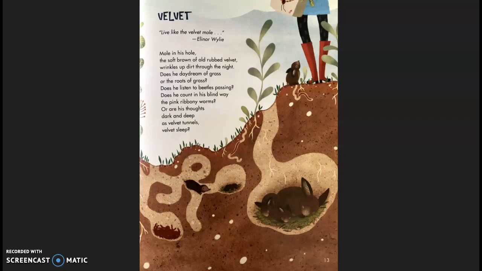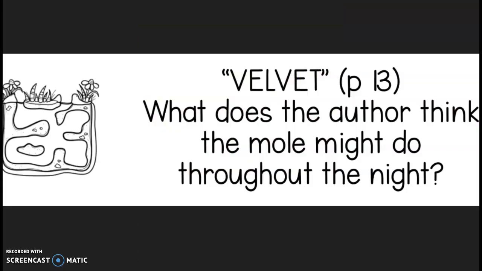Very interesting. I love how this author used so many adjectives to describe what something looks like. So the mole was described as soft and brown, like old rubbed velvet. He also described the pink ribbony worms. That really paints a picture in my mind of what the worms look like. And my question to you about Velvet: what does the author think the mole might do throughout the night?